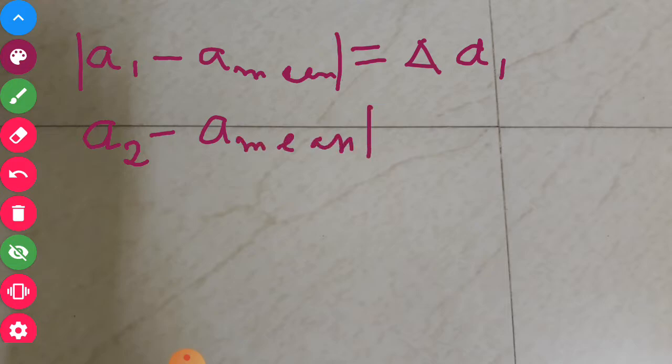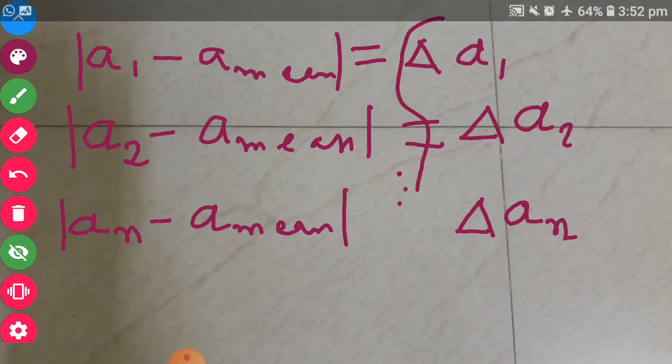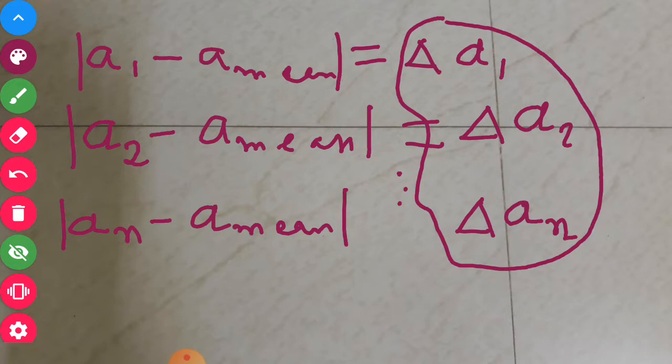Again you take the magnitude, that will give you delta a2, and so on up to delta an, which is the magnitude of an minus a mean. Again the difference is taken as a magnitude. Then you have to add all these differences, that is delta a1 to delta an.